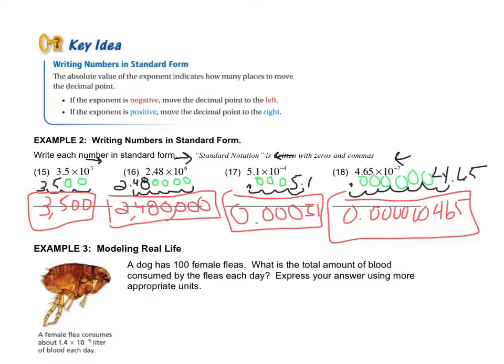So notice we are moving the decimal point. Don't leave an answer as 0.0004.65. You are moving the decimal point to a new location. That's where they end up.